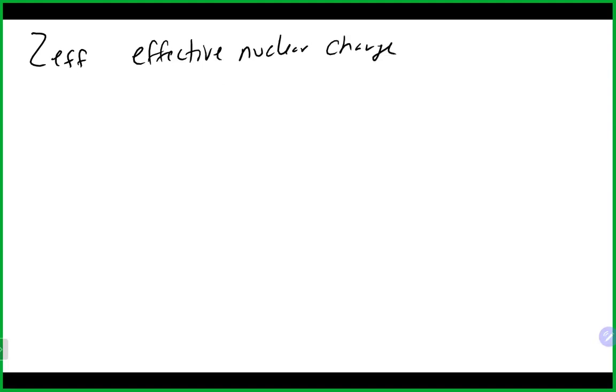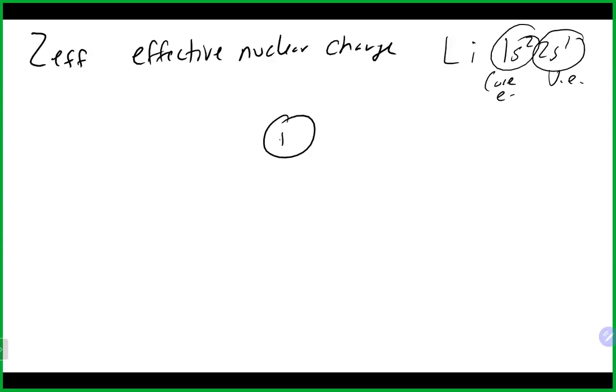The first trend is what is known as Z effective, or effective nuclear charge. And we'll just use a very simple explanation of this. If we take lithium, which has 1s2, 2s1 in terms of its electron configuration, lithium is group number 1, which means it has 1 valence electron. The rest are core electrons. So lithium has 3 protons, which means its nucleus has a +3 charge, right? 1 plus for each proton that's hanging out in there.